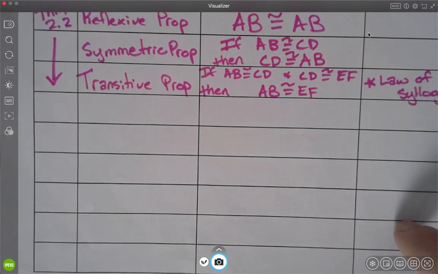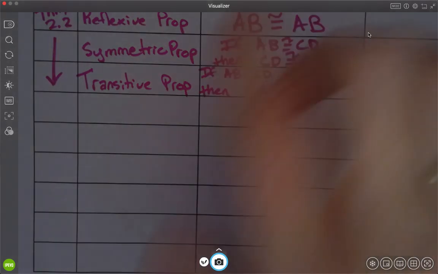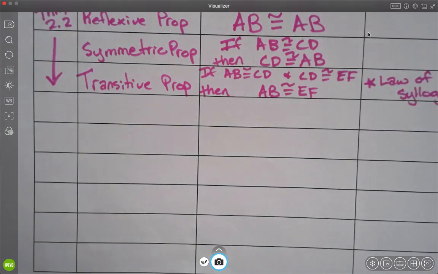Would that be helpful? Maybe for you guys? Okay, so I might scan a copy of this. That way you guys can look at what you're missing, okay?